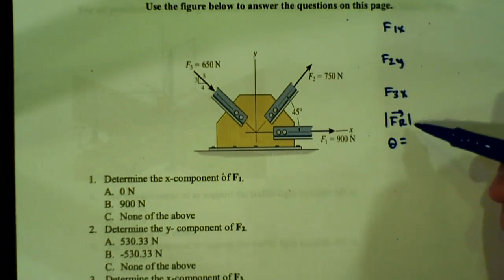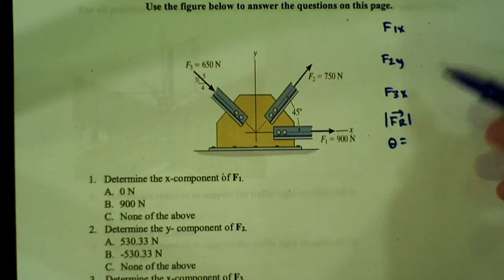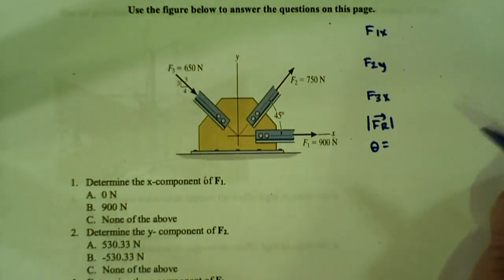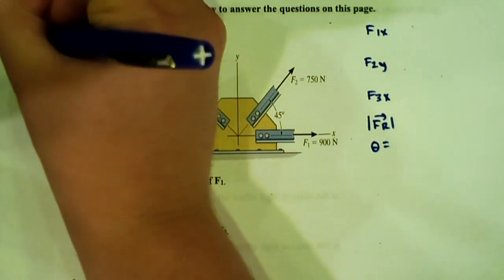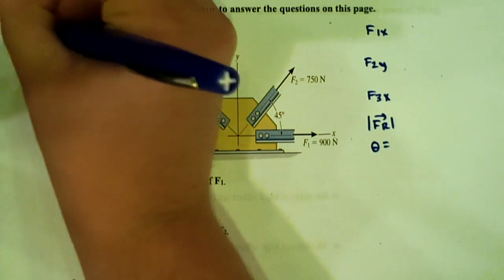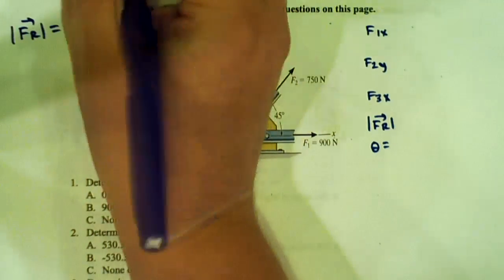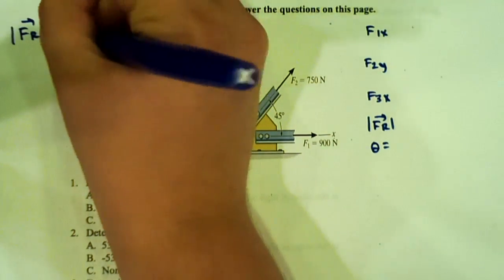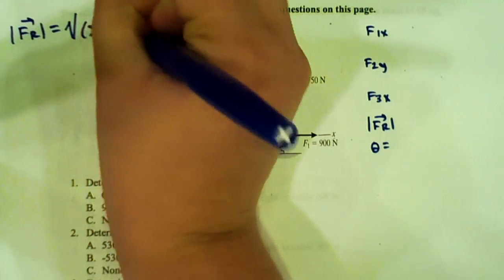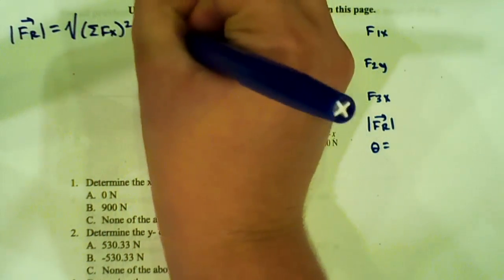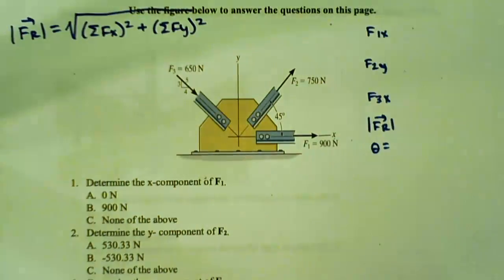So if we know that our end result is going to be finding the magnitude of our resultant force, what equation should we have on the top of our mind? So yeah, the square root of the sum of the forces in the x squared plus the sum of the forces in the y squared, all under the square root.